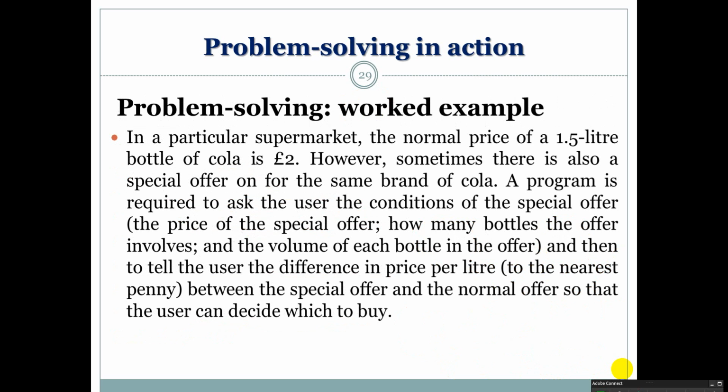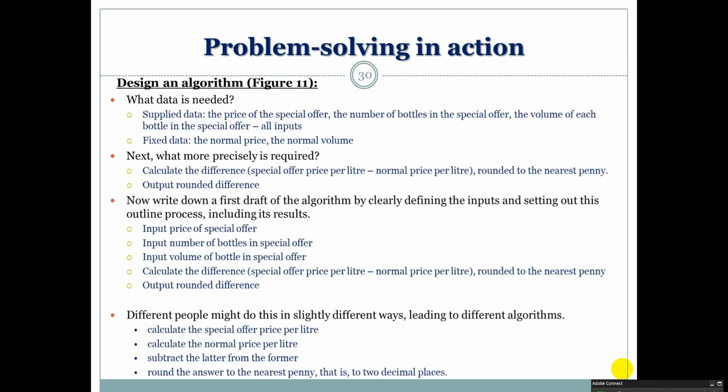Here is an example of this. In a particular supermarket, the normal price of a 1.5-liter bottle of cola is €2. However, sometimes there is also a special offer on the same. A program is required to ask the user the condition of the special offer, how many bottles the offer involves, and the volume of each bottle in the offer, and then to tell the user the difference in price per liter between the special offer and the normal offer, so the user can decide to buy the normal or the special offer product. So this is a problem.